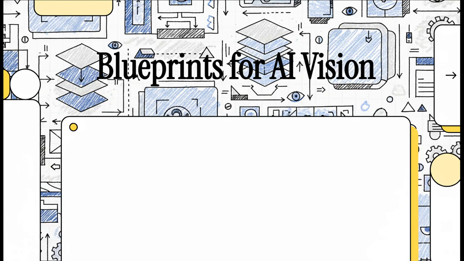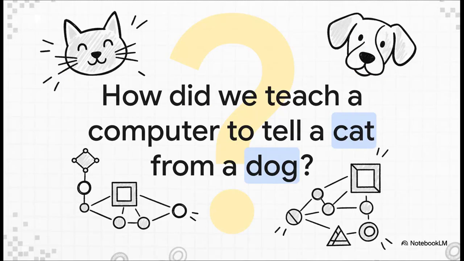All right, well, let's get into it. Today, we're popping the hood on AI vision. We're going to explore the actual blueprints, the designs that finally taught computers how to see. So, you've probably wondered, how in the world did we teach a computer to tell a cat from a dog? I mean, it's the classic question, right? For the longest time, it felt totally impossible.